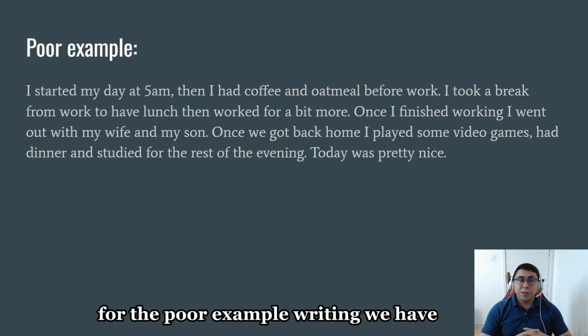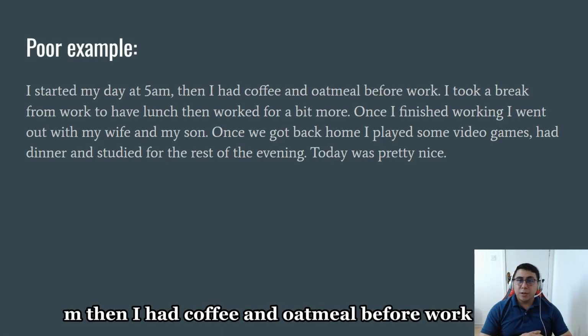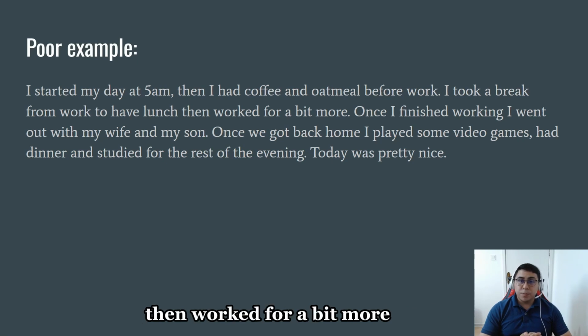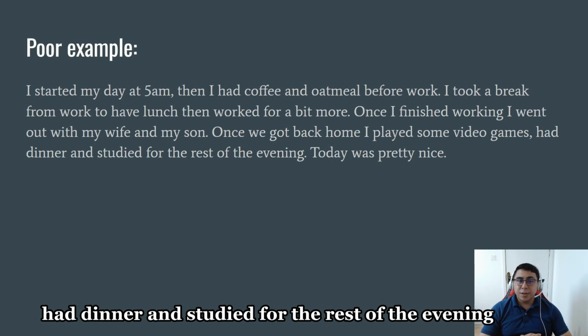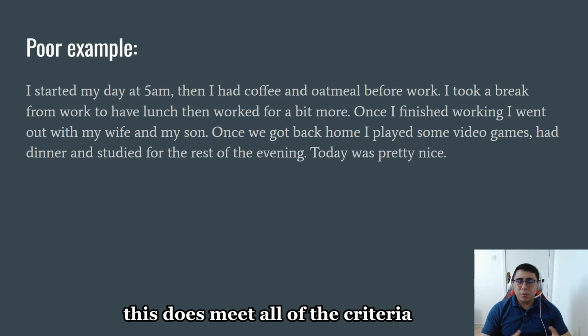For the poor example writing, we have: I started my day at 5 a.m. Then I had coffee and oatmeal before work. I took a break from work to have lunch, then worked for a bit more. Once I finished working, I went out with my wife and my son. Once we got back home, I played some video games, had dinner, and studied for the rest of the evening. Today was pretty nice. Now, on paper, this does meet all of the criteria for our writing prompt.